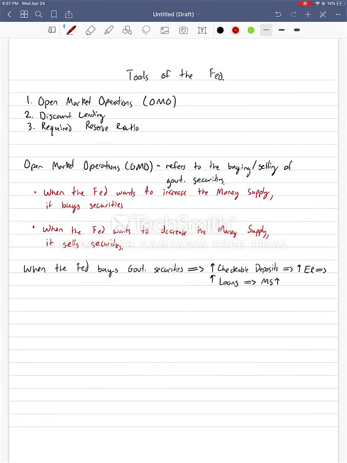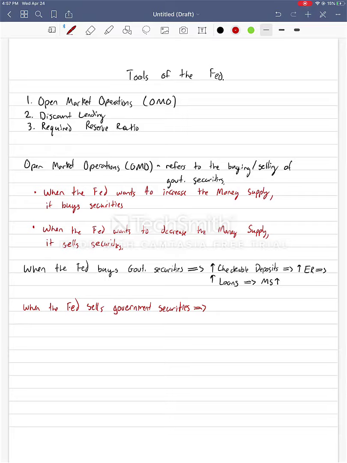Now, conversely, we'll see that when the Fed sells securities, that's going to cause money to come out. So that's what we call this contractionary monetary policy.